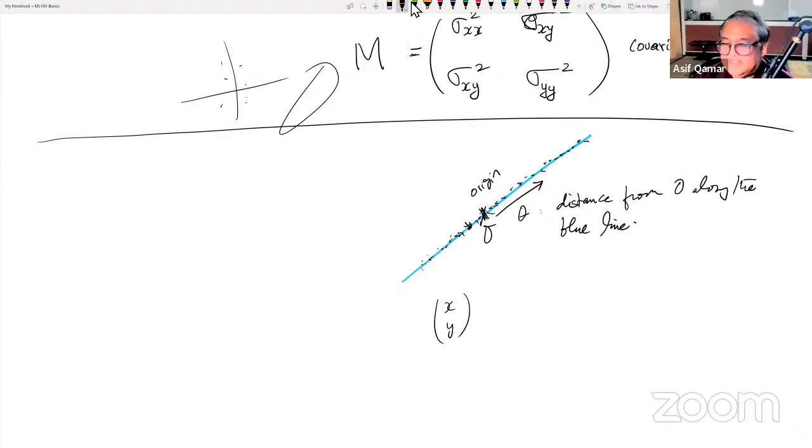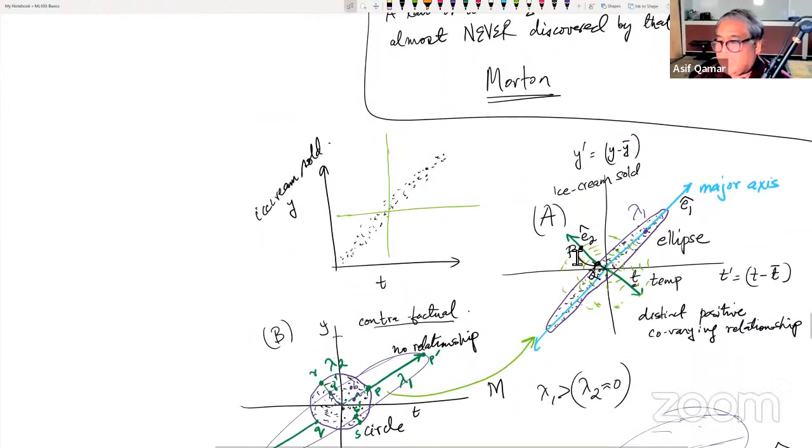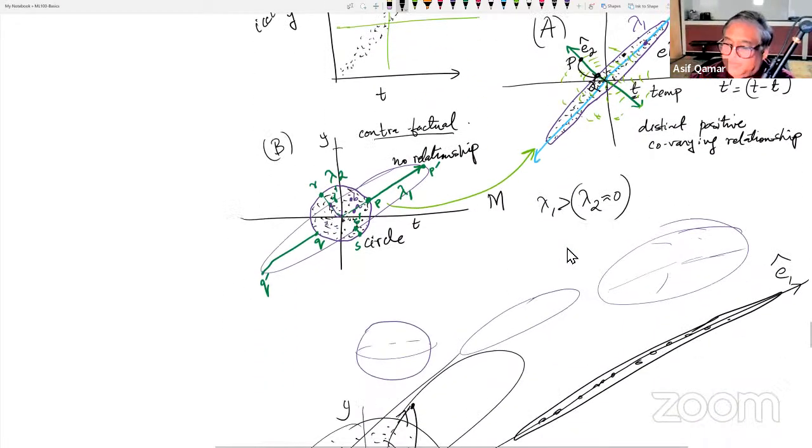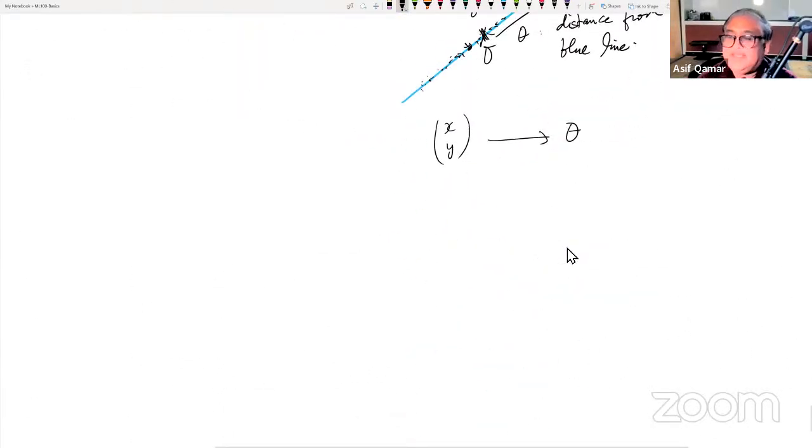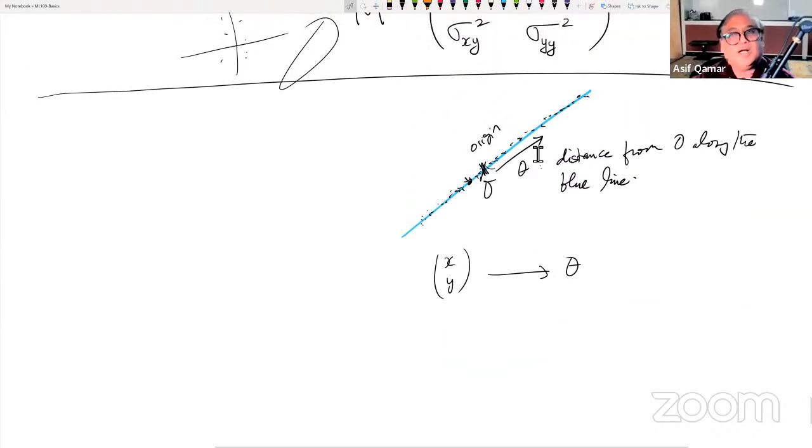Any point, if you look at this, go back to this, every point I could represent as an X and Y point, right? Given a temperature, given the ice cream sold. So it's a two-dimensional point, let me just call it X and Y. Now I'm replacing this with a single point, a theta value, which is where that point falls along the major axis, along the blue line.